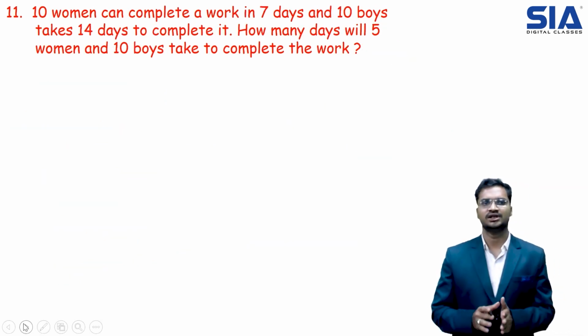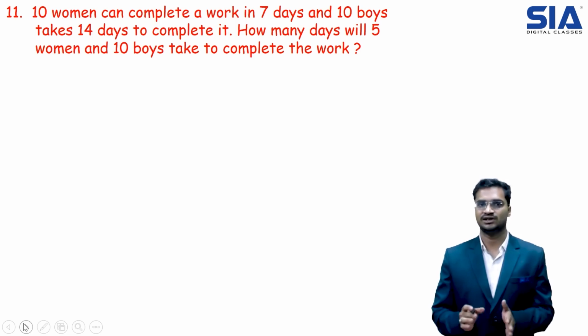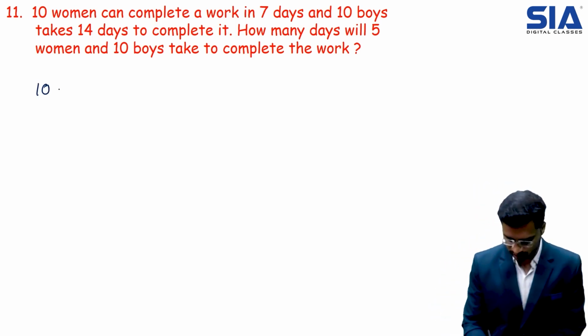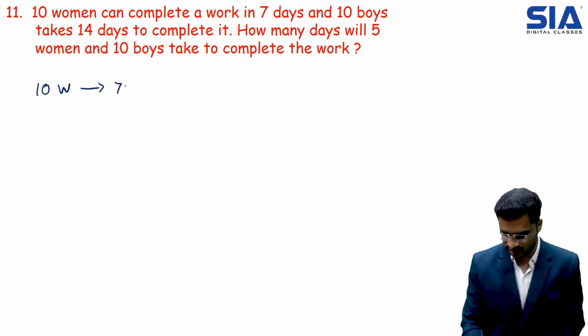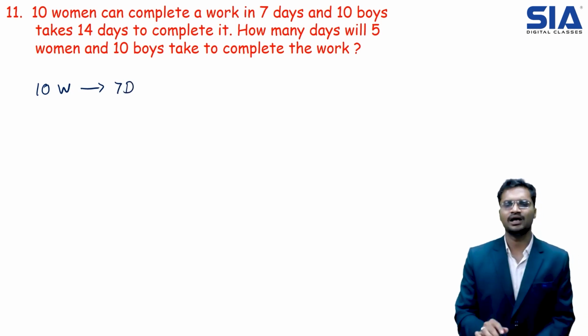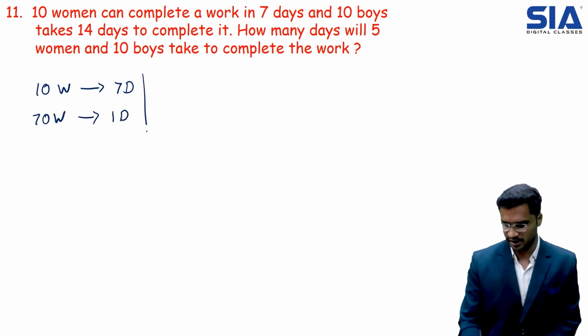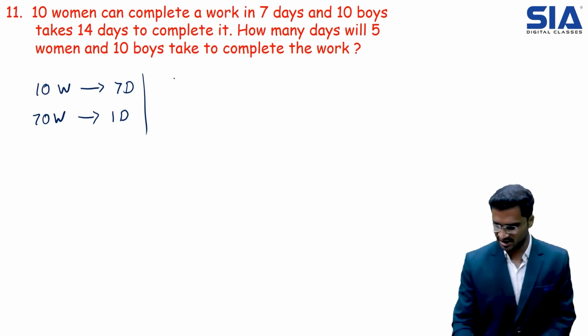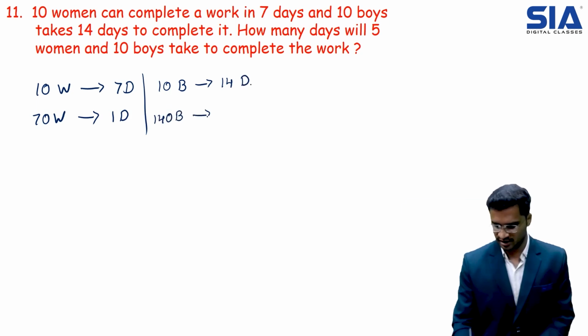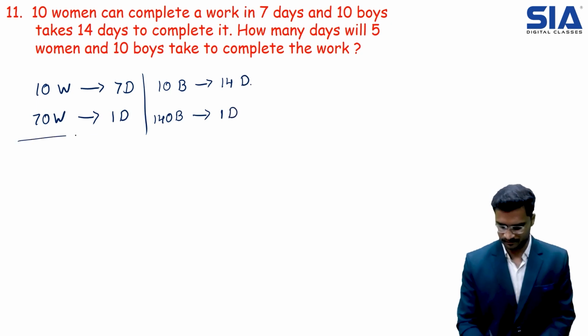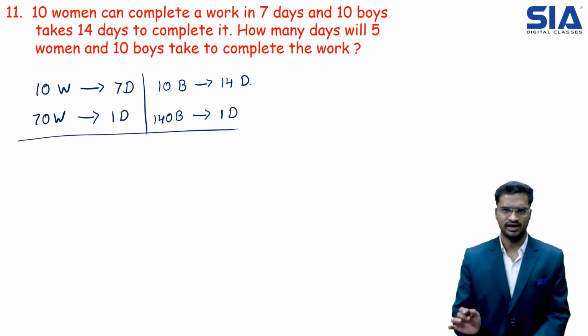The next question says 10 women can complete a piece of work in 7 days. So 10 women are completing this work in how many days? 7 days. If 10 women are completing this work in 7 days, then 70 women will complete this work in 1 day. Simply say. Then in the same way, 10 boys are completing this work in 14 days. Then 140 boys will complete this work in 1 day. Both of them are 1 day people.